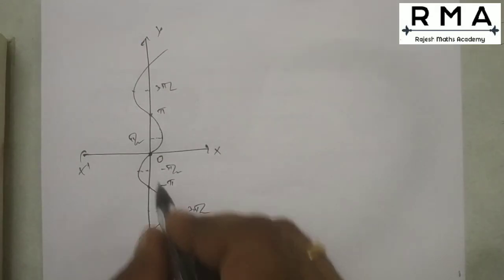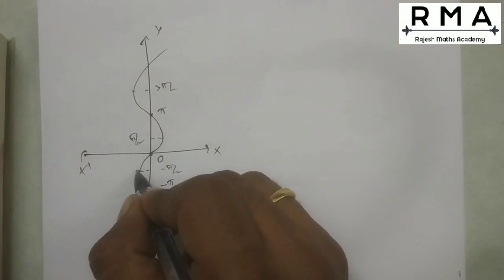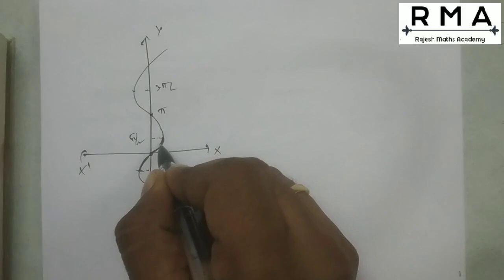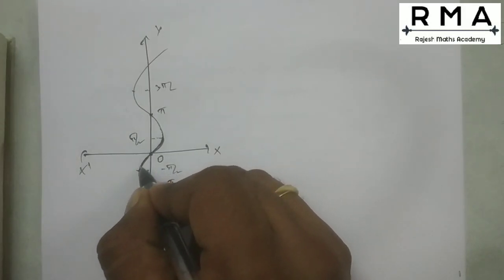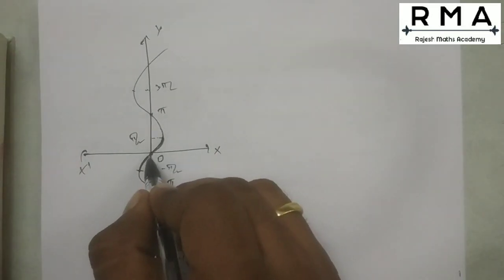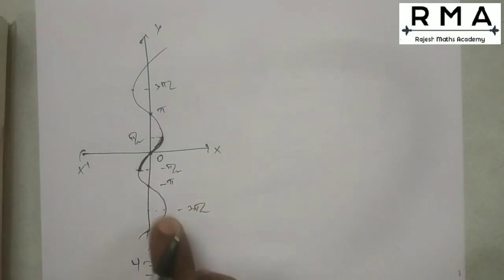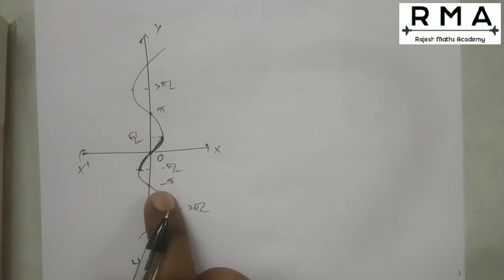In your textbook it will be given with this portion alone darkened. So this is our principal value branch. Similarly for cos inverse, tan inverse, cot inverse, secant inverse, cosecant inverse, everything is given as a darkened portion. That portion is our principal value branch.